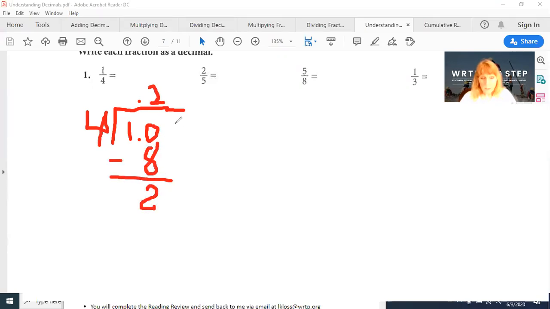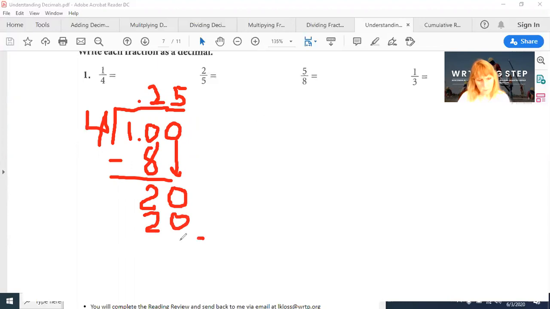And then I can keep adding zeros, right? Because it doesn't change my number at all. So I'm going to bring down another 0. Remember when we were doing the unnecessary zeros? You can just keep adding zeros. You're not really changing the number at all. How many 4s go into 20? 5. 4 times 5 is 20. I subtract. I get 0. No remainder left. So 1/4 is the same as 0.25.